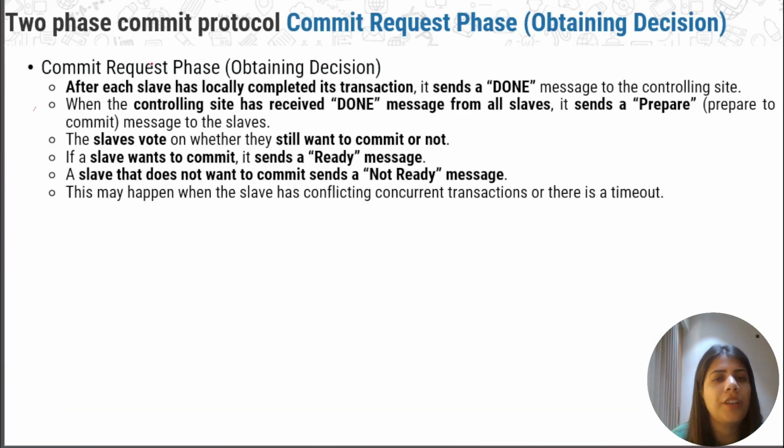Let's understand this commit request phase, which is also called obtaining decision. After each slave has locally completed its transaction, it sends a done message to the controlling side, which means the coordinator. When the controlling side has received done messages from all slaves, it sends a prepare to commit message to the slaves. The slaves vote on whether they still want to commit or not. That's the second transaction which is happening.